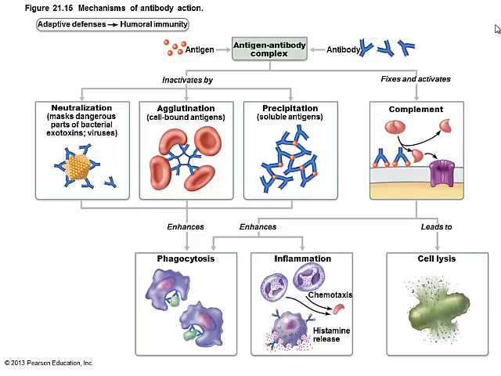Okay? So, understand why or how antibodies do their thing. They can activate, neutralize, agglutinate, precipitate, and enhance phagocytosis. They can fix and activate complement, which can lead to lysis.